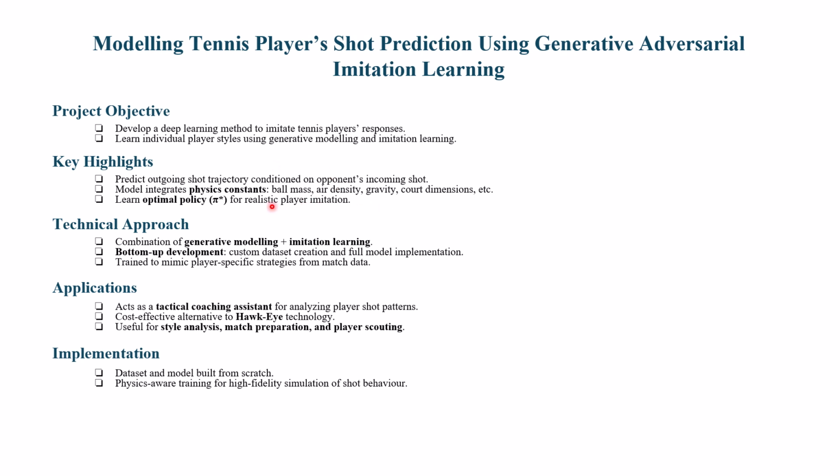Importantly, we integrated physics constants such as ball mass, air density, gravity, and court dimensions for more accurate simulation. The model is a combination of generative modeling and imitation learning, and it's being fed with a custom dataset created manually from a publicly available tennis match video.